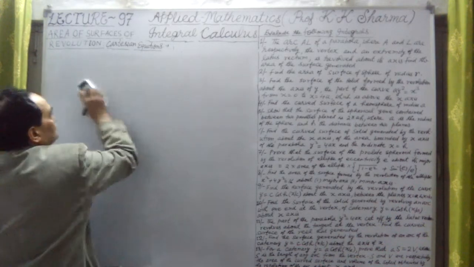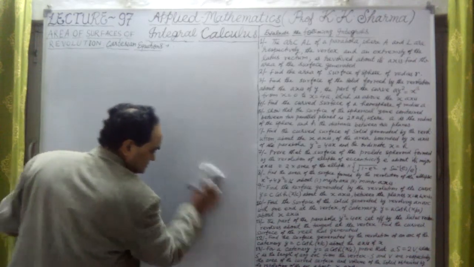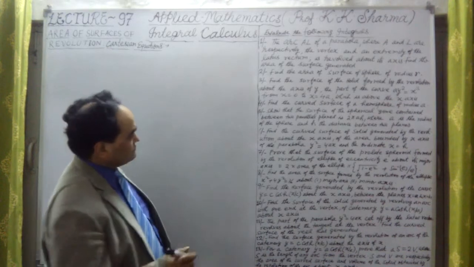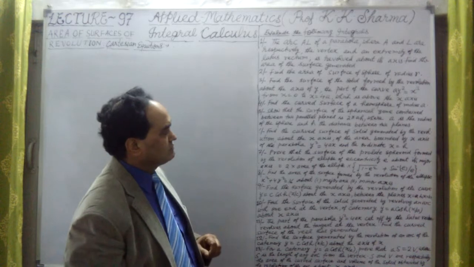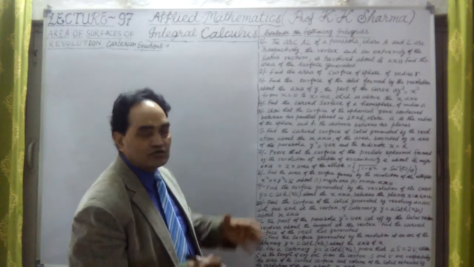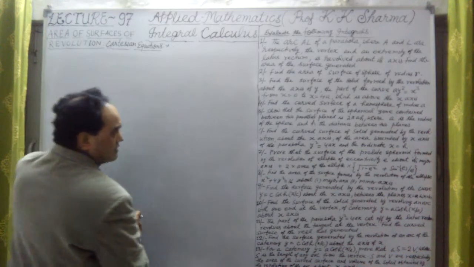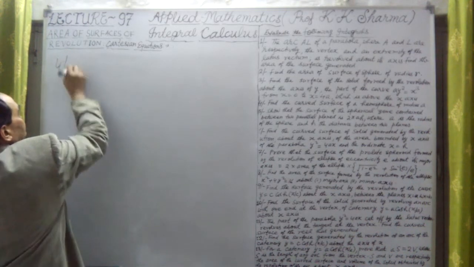Now let's talk about question number 4. What does question number 4 say? Let me check it. Now question number 4 is this. Find the curved surface area, the curved surface of a hemisphere of radius A. Here a hemisphere is given. What is the surface of a hemisphere? This is question number 4 here.